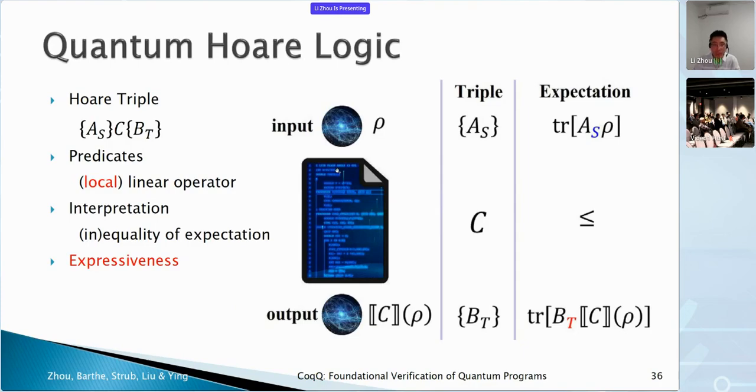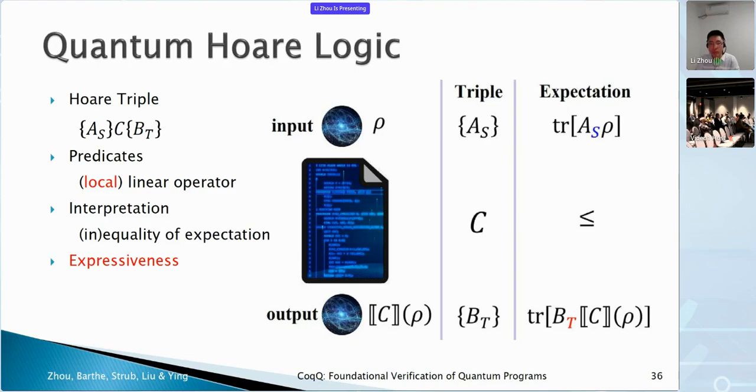CoqQ also implements a program logic that is proved sound with respect to the denotational semantics of qwhile programs. Correctness is expressed using Hoare triple, where A and B are the pre and post conditions, and C is the program. A mild novelty of our approach is that we allow assertions to be arbitrary local linear operators rather than global observables, a subset of linear operators.